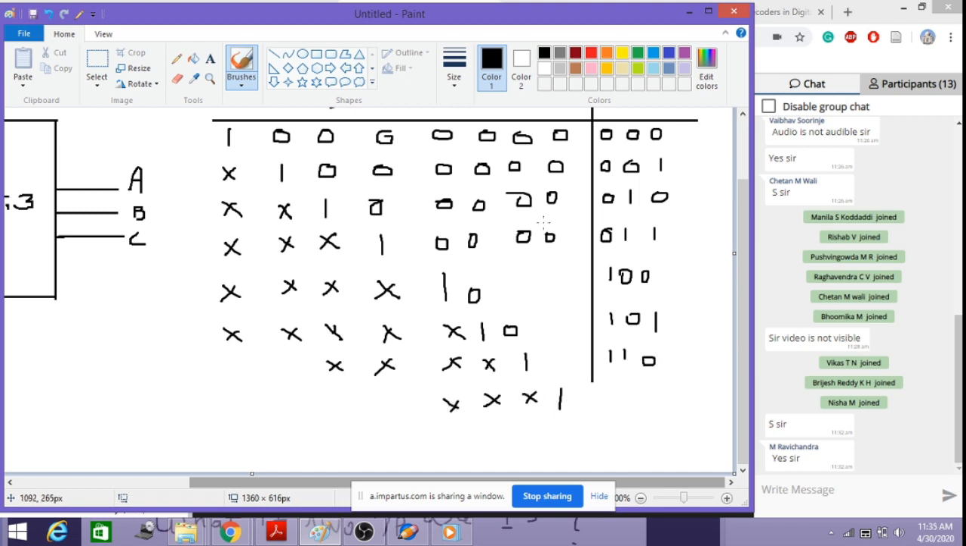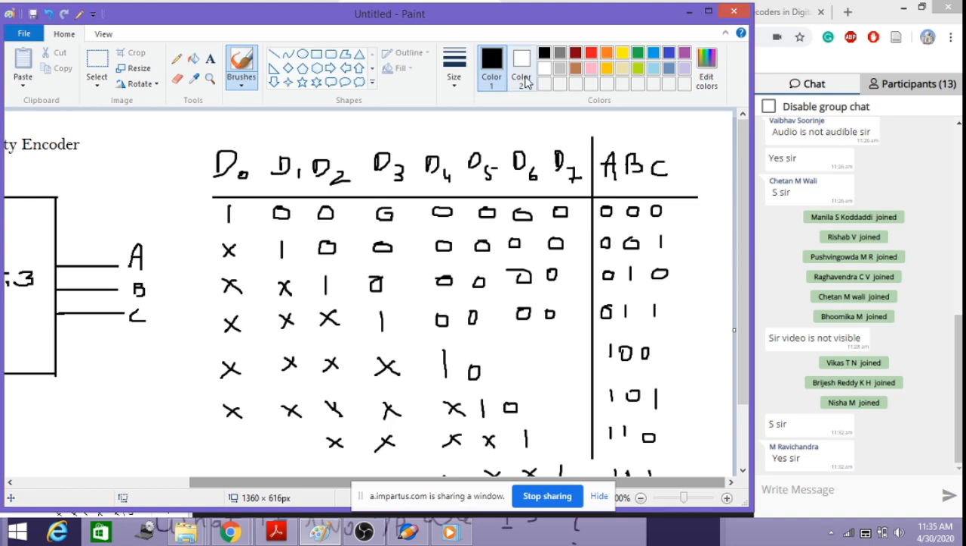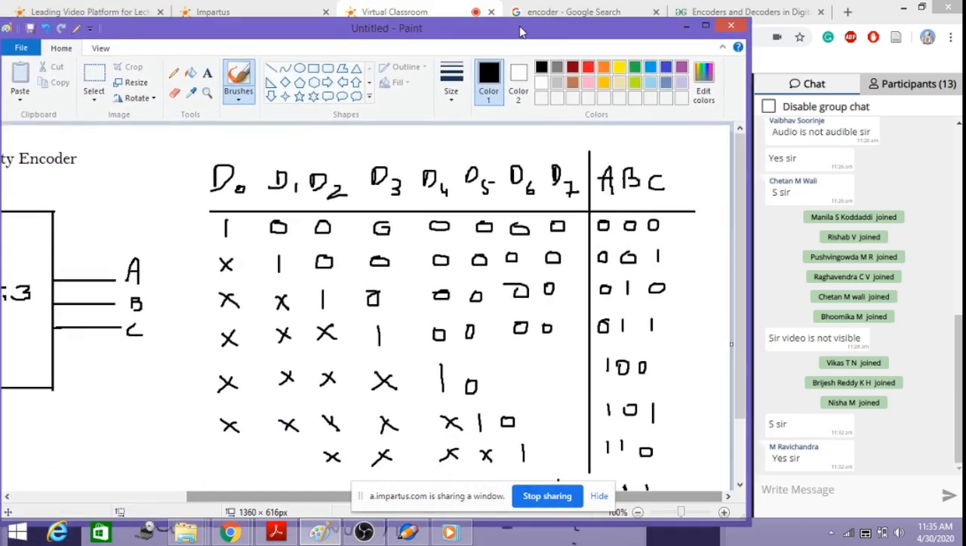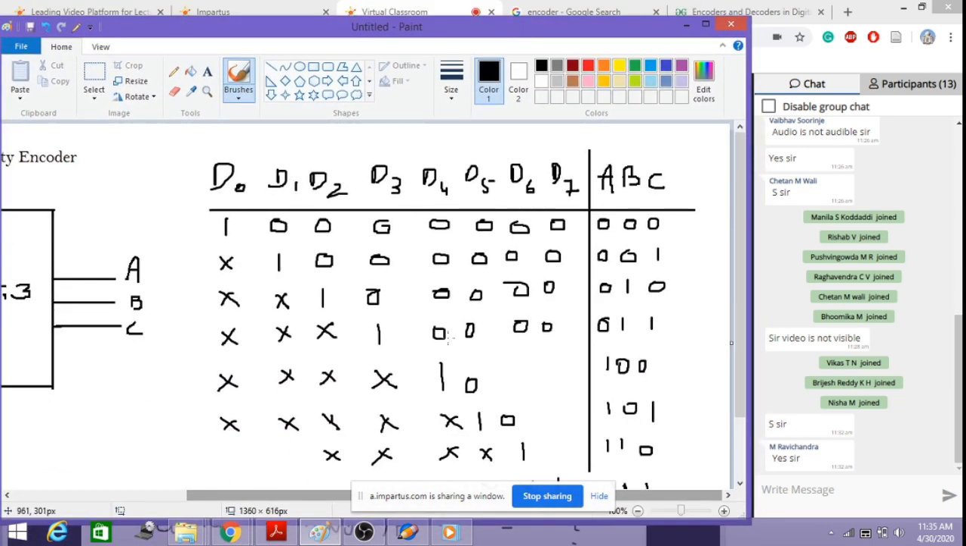If D7 is 1 and all other bits are also 1, it will generate an output equivalent only to the D7 related bit, not with respect to any other. So this is about the priority encoder. Hope you have understood this session. If you have any queries with respect to encoder, you can ask.